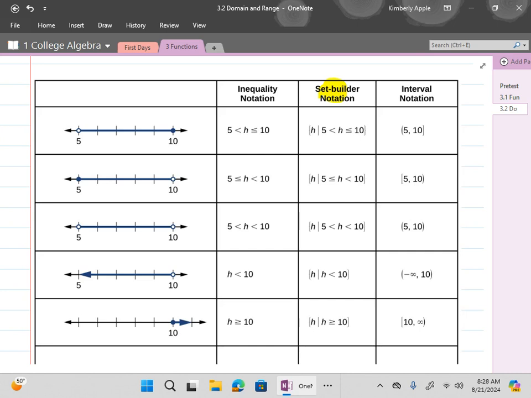The set builder notation uses inequality notation, but adds another component. These curly brackets indicate a set of numbers or a list. And this means all H such that this criteria is met. So this is read, all values of H such that H is between 5 and 10, not including 5 and including 10.